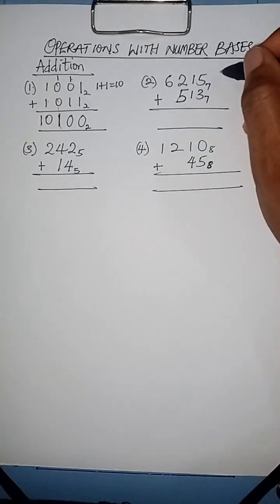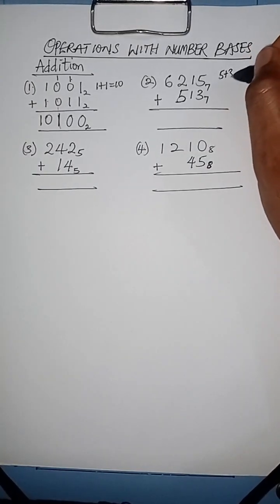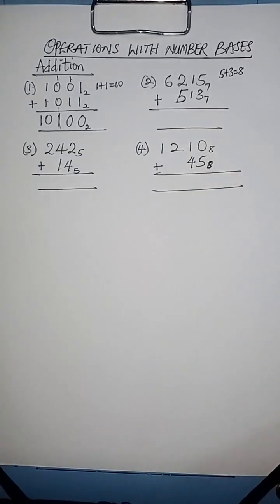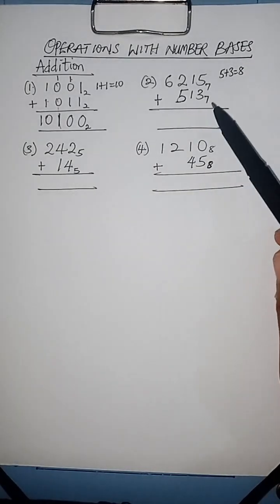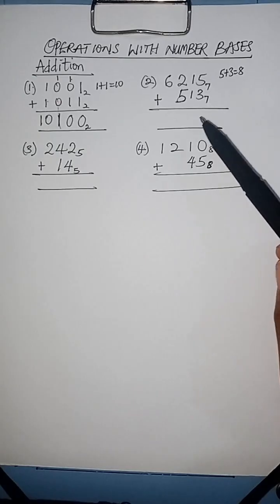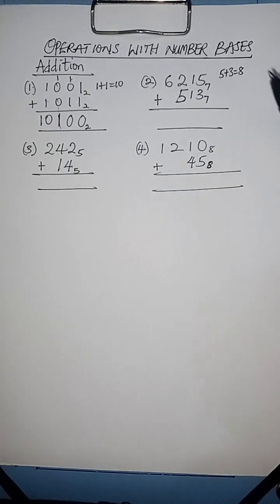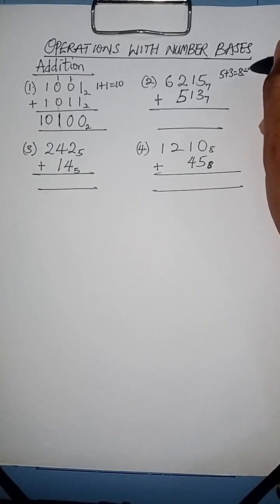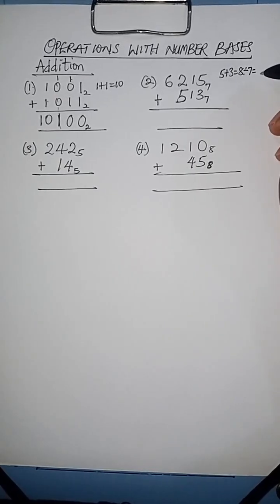So I'm going to start with 5 plus 3, and that gives me 8. But now remember, it's in base 7, so whatever we're getting here should be less than 7, not equal to 7. But now we're getting 8. So what do I do? I'm going to divide by the base. 8 divided by 7 is 1, remainder 1.